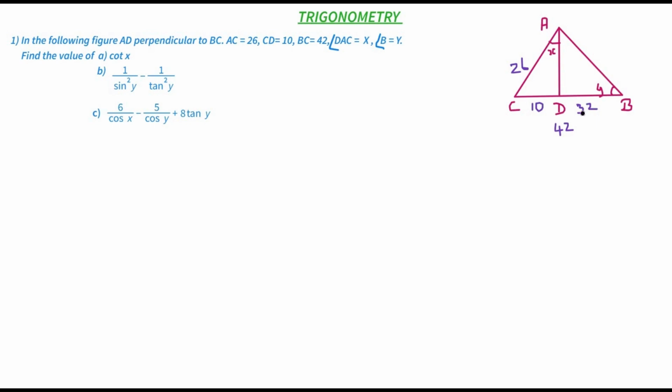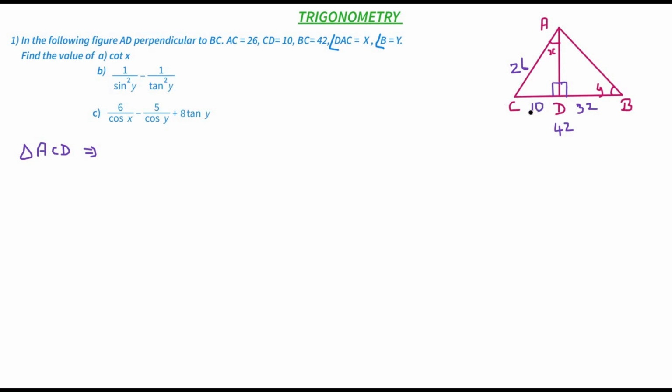So now as you can see, we have ABD and ADC, two triangles here. And since AD is perpendicular to BC, we all know that this is 90 degrees on both sides. So we have our right angle triangles. So first let's take the triangle ACD. So what we need to find here is AD. We know what AC is, we know what CD is.